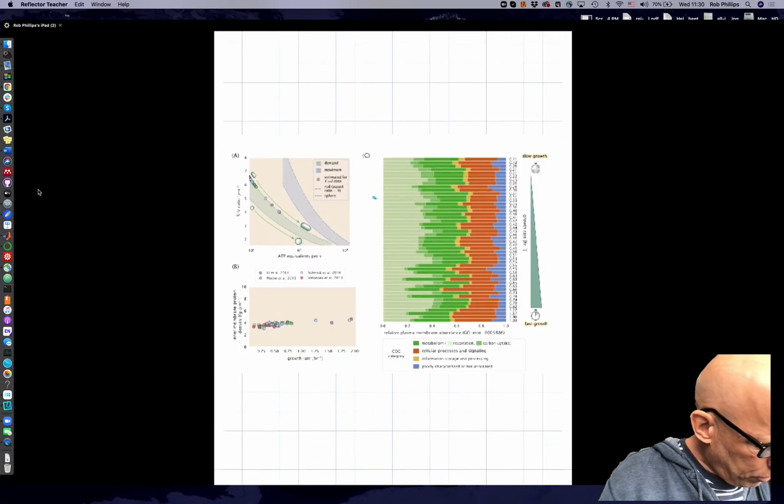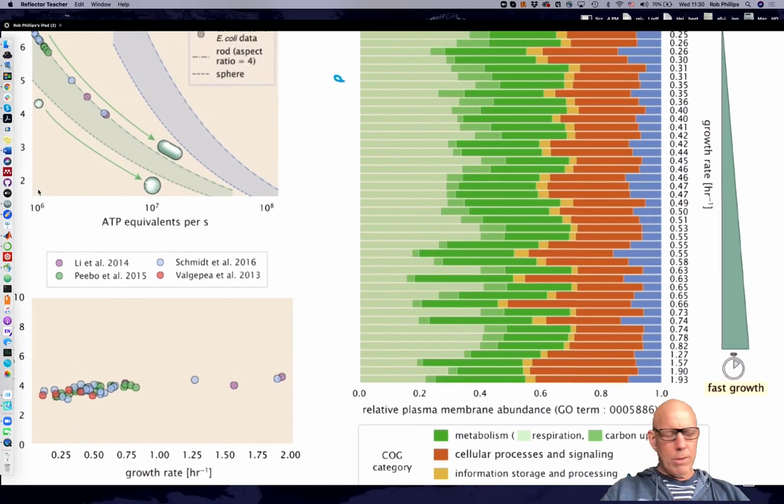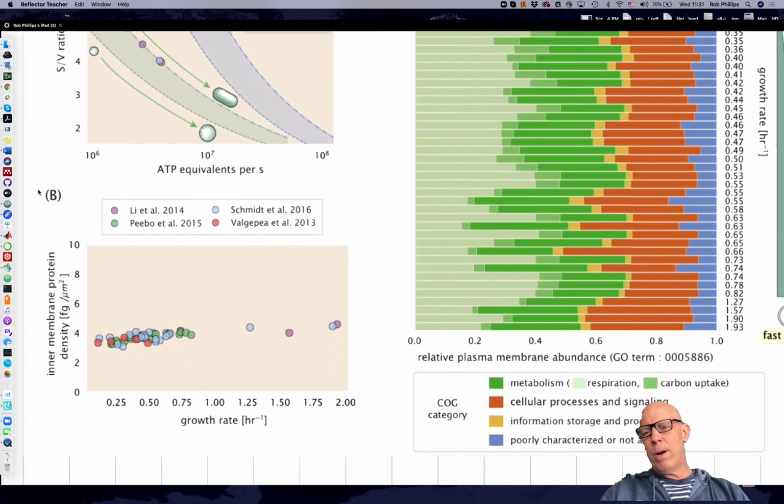I just had a few more remarks to make here. One of them is this, the lower left, which I find quite interesting. This is from the proteomics, exactly the data we've been using all along. This is the intermembrane protein density in femtograms per micron squared. And the key thing that I want you to take away from this is that effectively the density of membrane proteins is roughly constant as a function of the cell size.